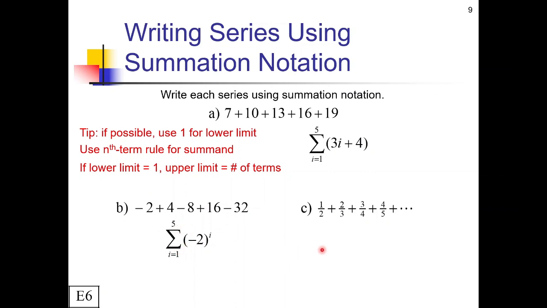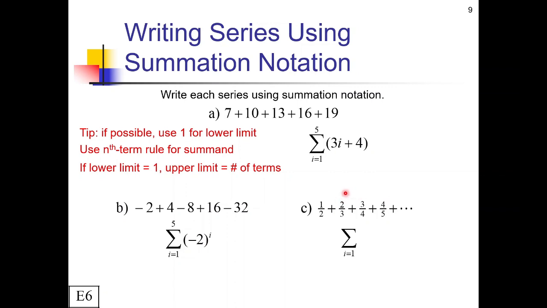All right, let's take a look at part C. So for this one, again, let me start with 1 as my lower limit. Now for the formula, again, with fractions, I often look at the numerator and denominator separately if there's not an obvious, like multiplying, adding the same number over and over again sort of pattern. So my numerators, we've got 1, 2, 3, 4. Well, those are literally just my index numbers. So if I just use I for my numerator, I'll get all of these numerators.